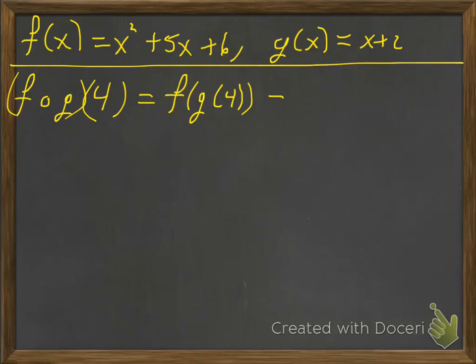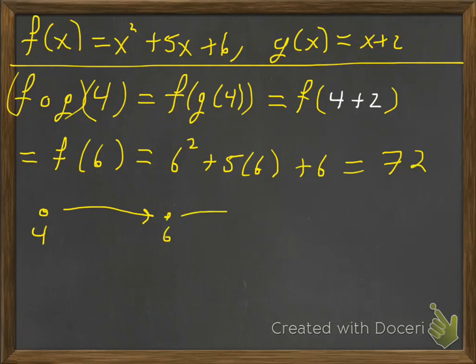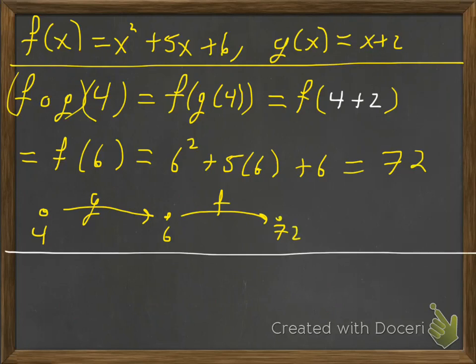So that's exactly what we're going to do here. We're going to plug 4 into g. So that's f of, and then g takes input and adds 2 to it, so 4 plus 2 is 6. And then we're going to find f of 6, which is, we're going to square 6, add 5 times 6, and then add 6 to that. Putting that all together, that's going to give us 72. So if we start out with the number 4, g is going to add 2 to it to give us 6, and then f is going to take it, square it, add 5 times it, and then add 6, and that's going to give us 72 as our little picture diagram for composition.